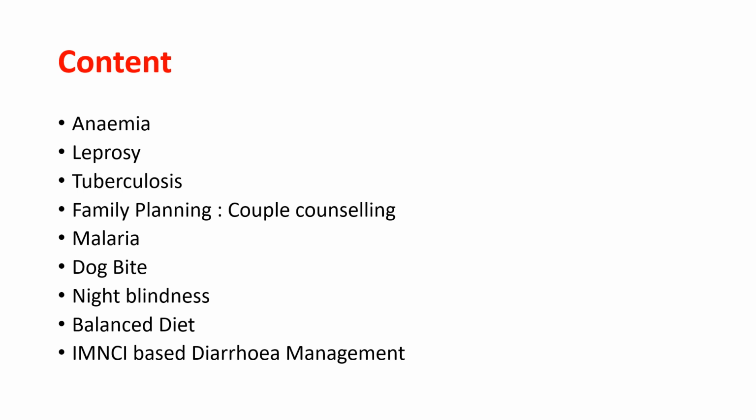Today I am going to tell you the problem cards on anemia, leprosy, tuberculosis, couple counseling cards, malaria, dog bite, night blindness, orbital spot. In fact, it can come in any of these forms: balanced diet, immunization, and diarrheal management. This is not an exhaustive list. There are a lot of other problems which may come, but this is a more or less comprehensive one.